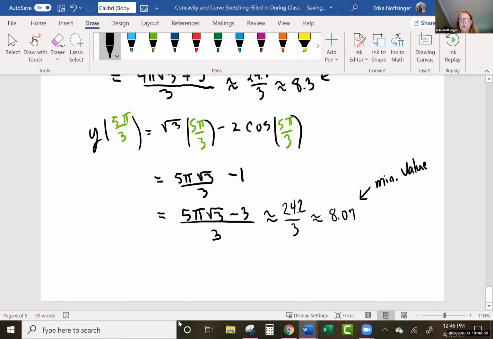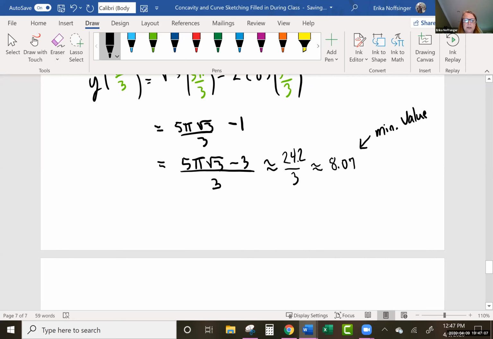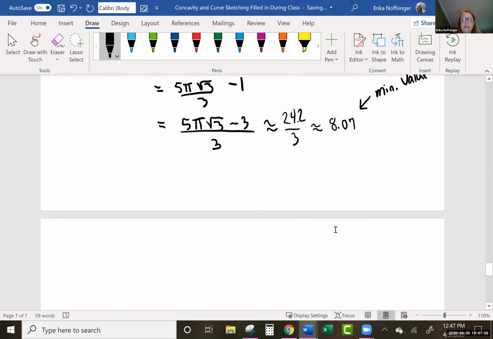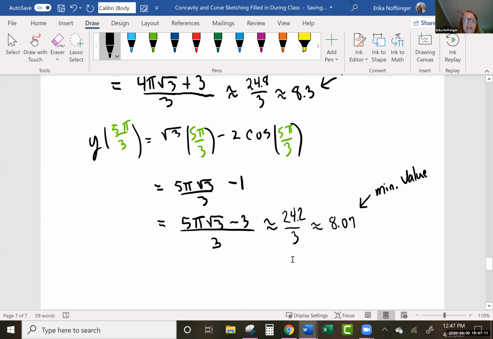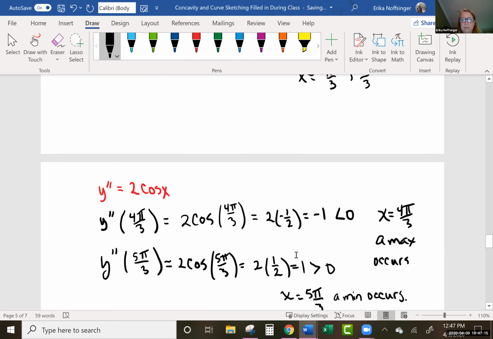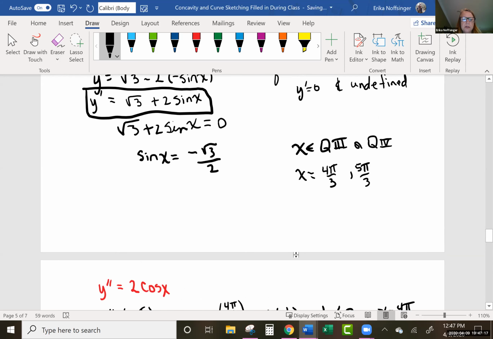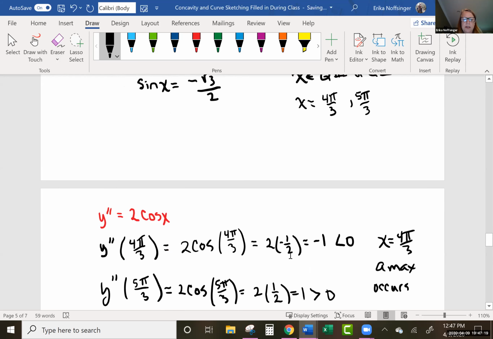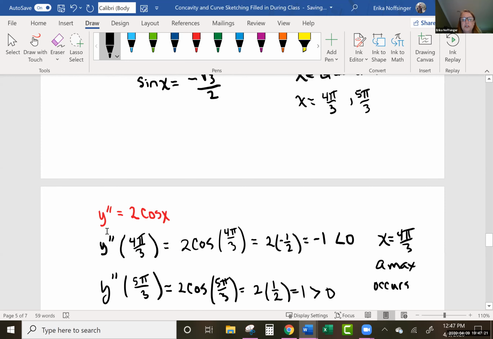So the question asked one more thing. It asked us to find the inflection points. And so to find the inflection points, we have to find when is the second derivative equal to 0. We found the second derivative already back in our work so that we could find if those critical points were a max and a min. And so let's look at our second derivative. Our second derivative was 2 cosine of x.